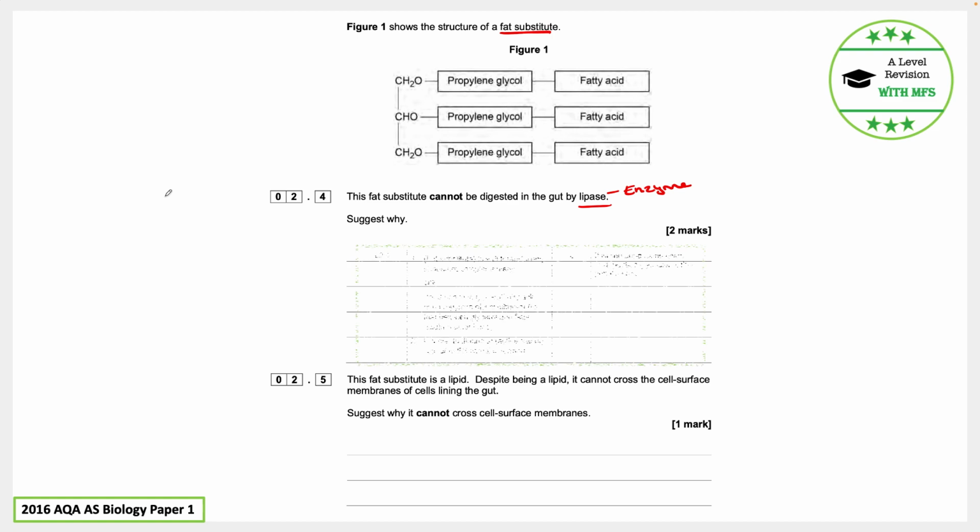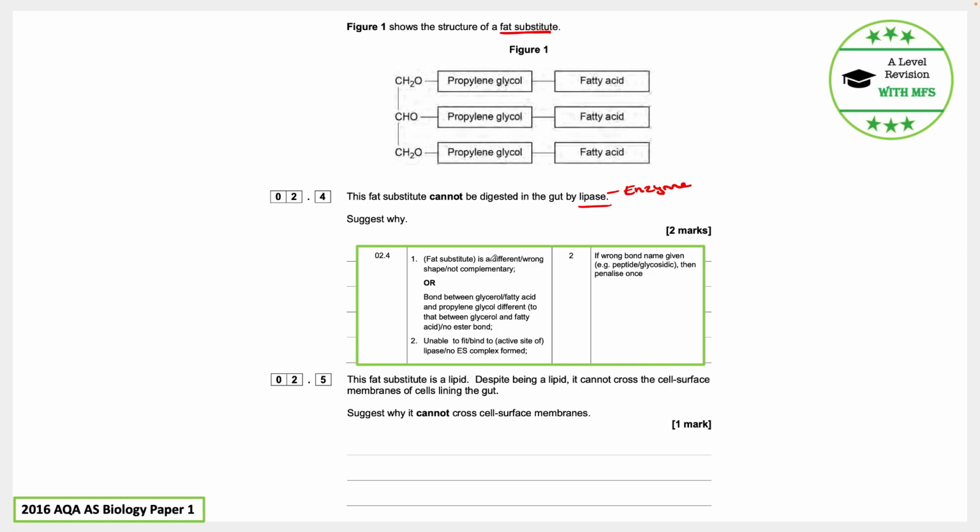Okay, so if I show you the mark scheme for this question, it says fat substitute is a different slash wrong shape slash not complementary. I would have gone for that, not complementary. And then the second mark is that it's unable to fit slash bind to the active site of the lipase or no enzyme substrate complex formed. I would have gone for that because normally with every enzymes question, stating that keyword enzyme substrate complex would get you a mark. Okay, so I would have gone for not complementary, therefore enzyme substrate complexes cannot form.